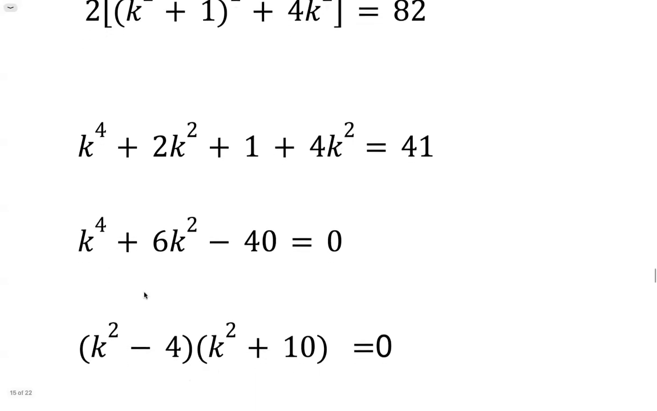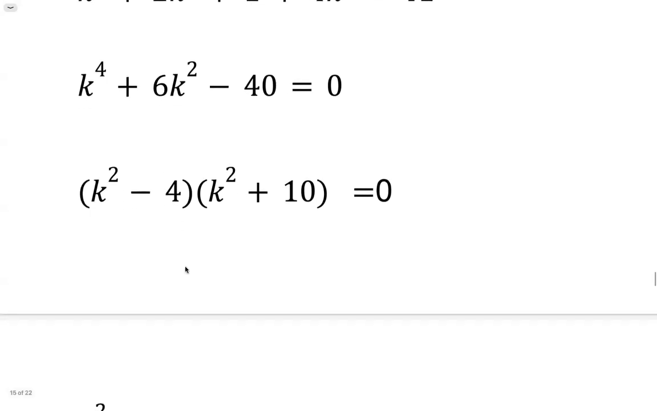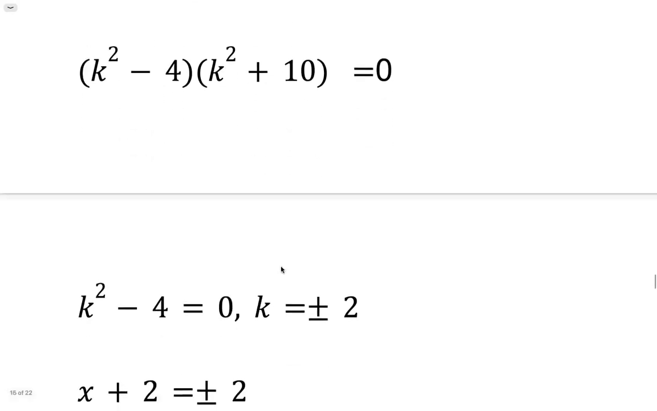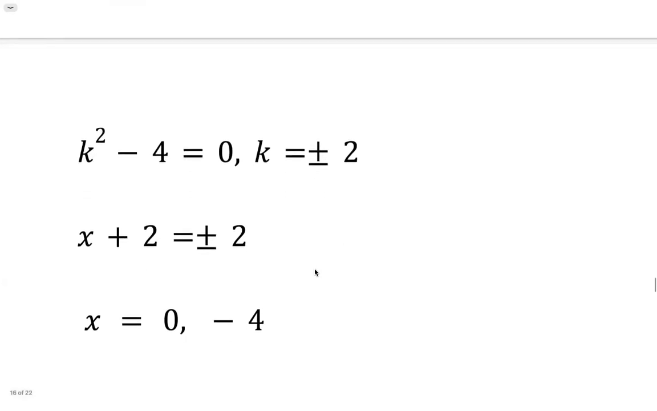If you want, you can let s be k squared. Then you have s squared plus 6s minus 40. In that case, you see that's factorable. Negative 40 can be factored as negative 4 times 10. When you add 10 with negative 4, you get the middle term, 6k squared. So it factors as k squared minus 4 times k squared plus 10. Using the zero property, the first factor can be 0, the second factor can be 0. The first factor gives us k equals plus or minus 2, two solutions.